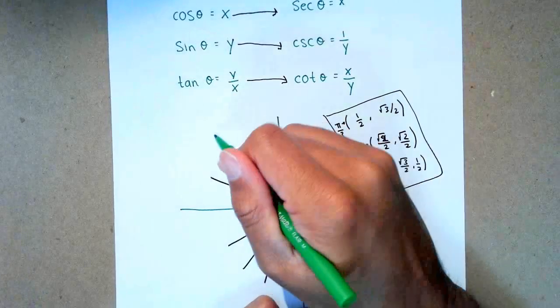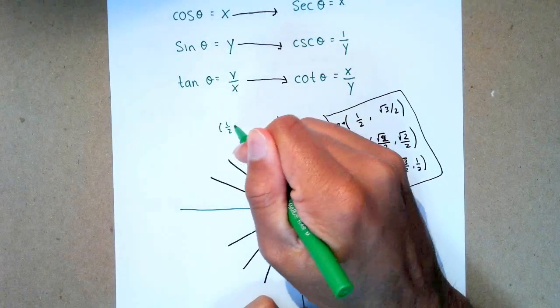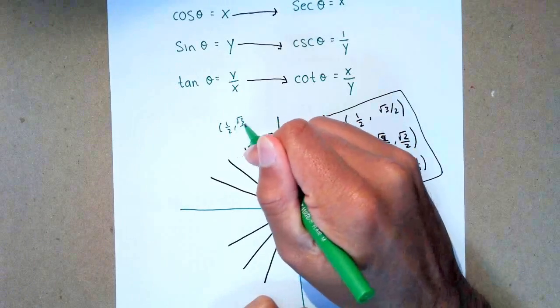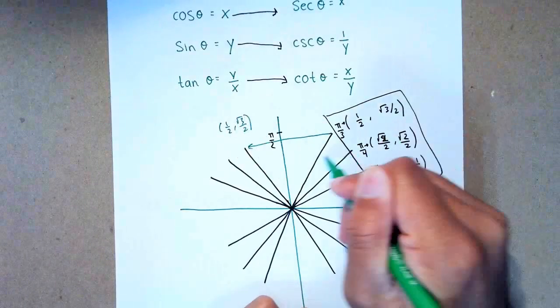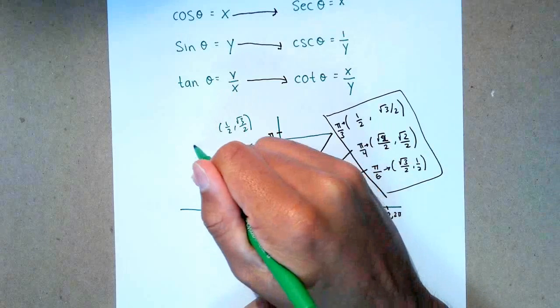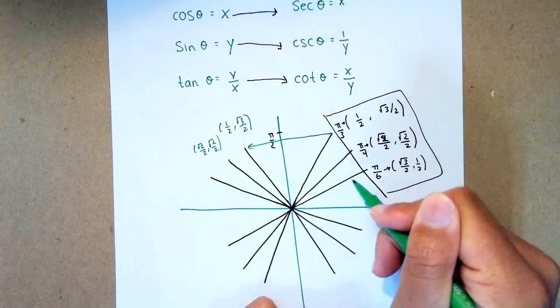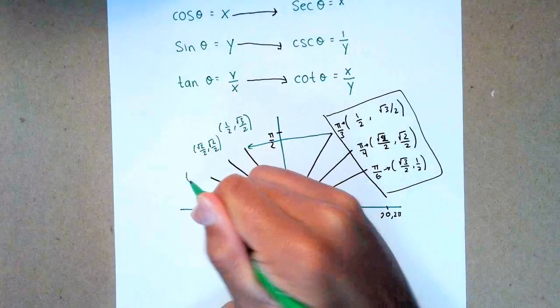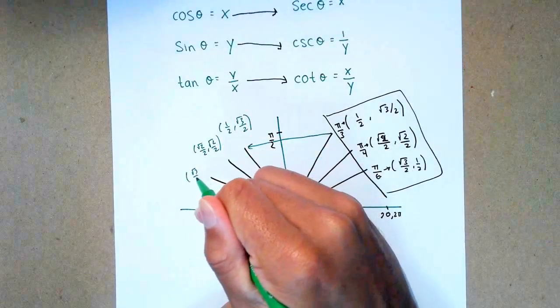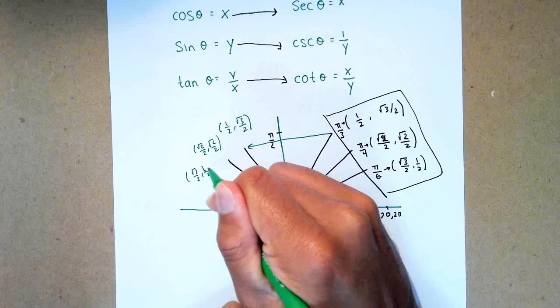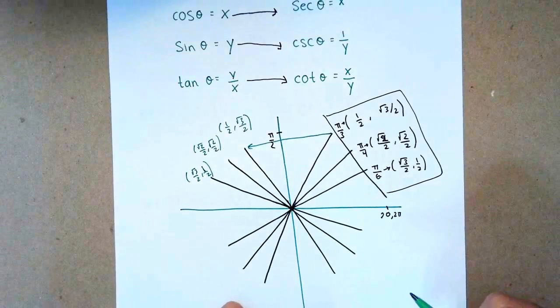So because of that, this coordinate is going to be 1/2 comma radical 3 over 2. This one goes with that one, the middle goes with the middle, so this is going to be radical 2 over 2 comma radical 2 over 2. And the last one, symmetric again, so it's going to be radical 3 over 2 comma 1/2. But you have to know the radians.